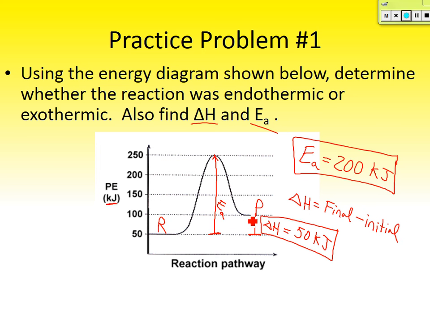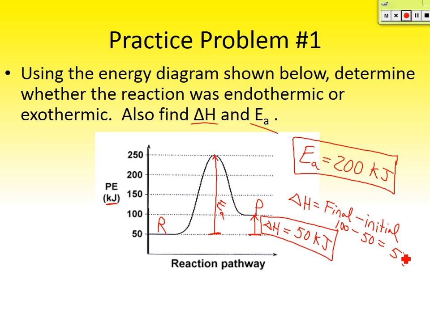Our products were at 100. If we subtract the initial, the reactants were at 50. What is 100 minus 50? Well, it's 50. So if you ever get confused, think about what delta means. It means final minus initial. All right, one final thing. Is this reaction endo or exothermic?